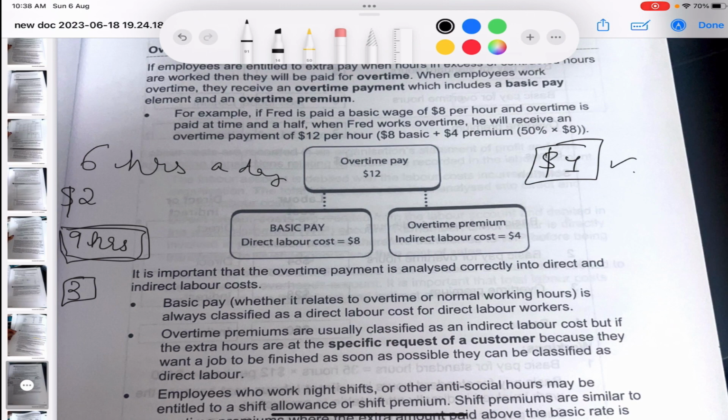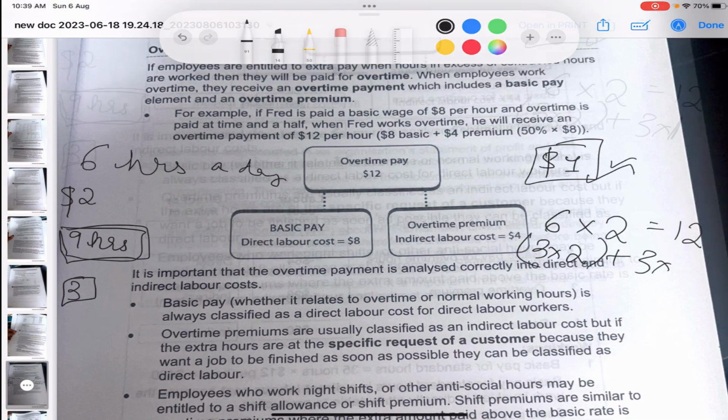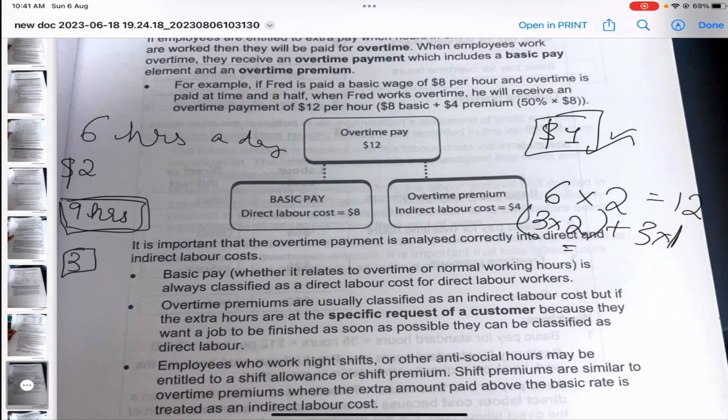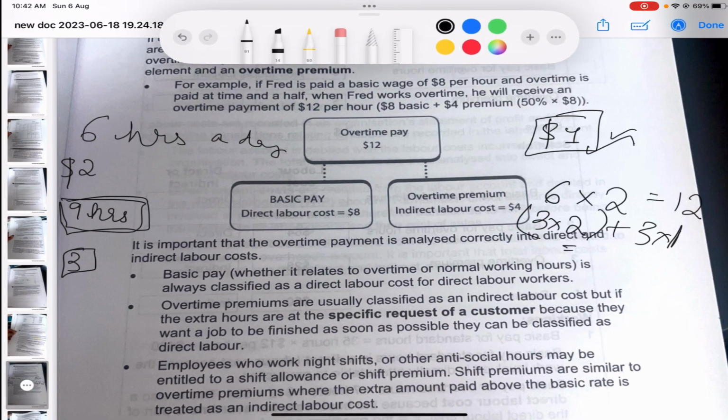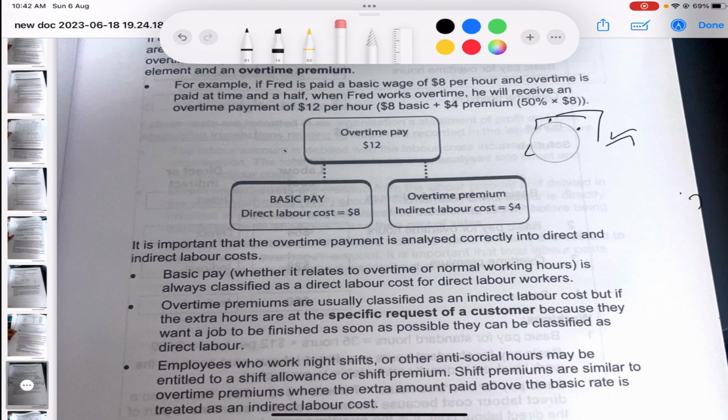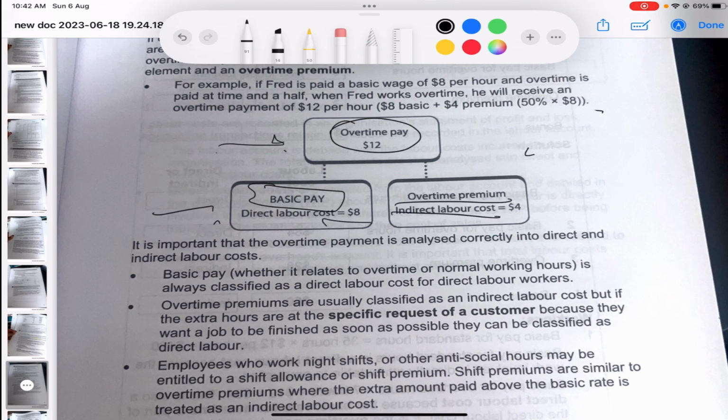No. For the contractual hours, that is the 6 hours, you are anyway paying him multiplied by 2, which is the basic pay, which is 12, right? For the next 3 hours, you are paying the basic pay. Along with it, you are also paying your overtime. So that is plus 3 multiplied by 1. This is the flowchart. Overtime pay is 12 basic pay, direct labor cost, and the overtime premium is indirect labor cost.